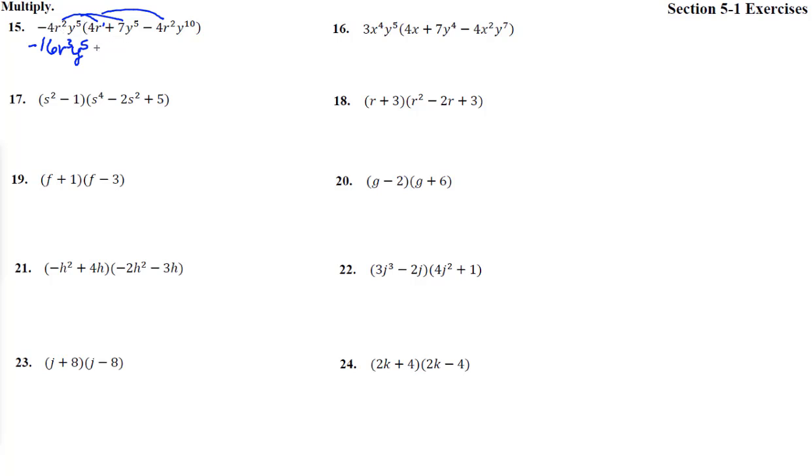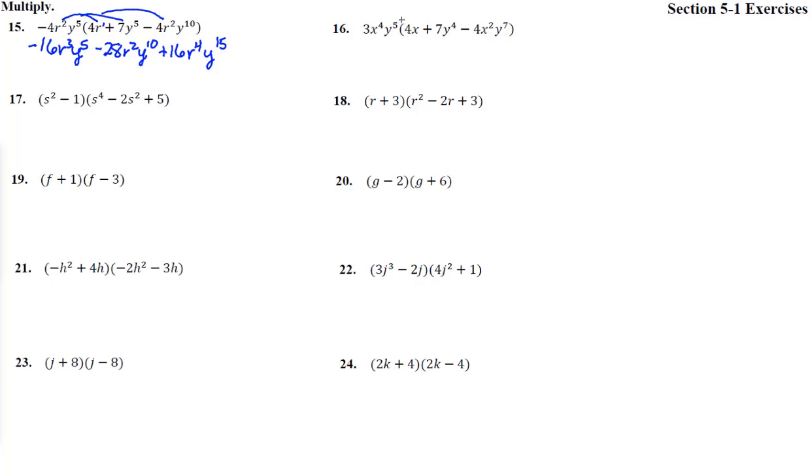So the next one is minus 28 r squared y to the, now here we have y to the fifth times y to the fifth. We're adding exponents, so that's y to the 10th. And then negative 4 times negative 4 is plus 16 r to the fourth y to the 15th. And again, those exponents of like variables add.